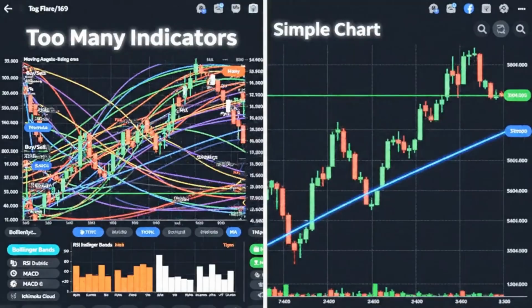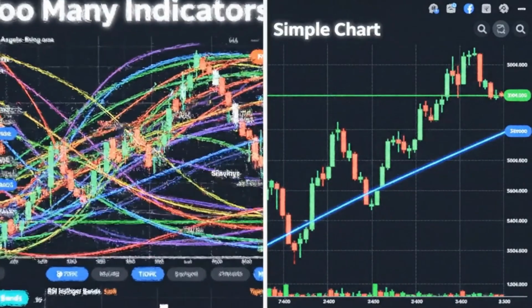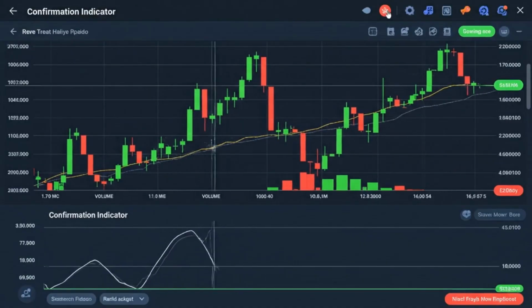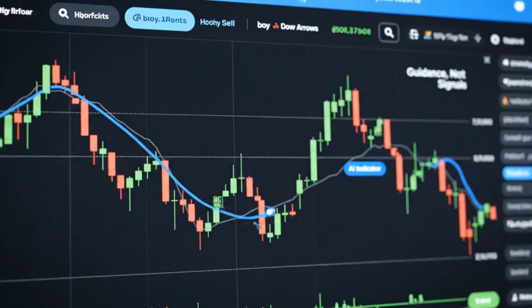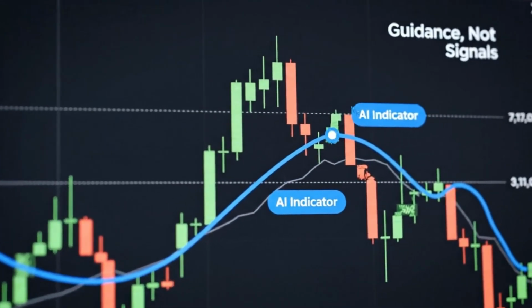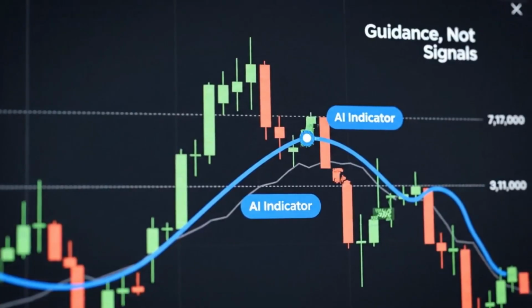If you are new to trading, don't overload your chart. 1 or 2 indicators are more than enough. Learn what price is doing first, then use indicators to confirm, not to decide for you. AI indicators should be used as guidance, not as blind signals. The goal is consistency, not complexity.